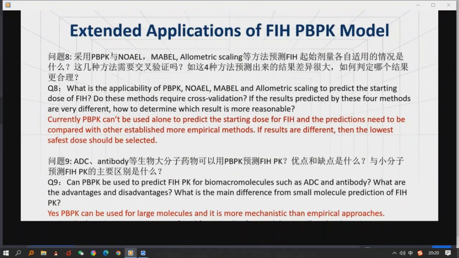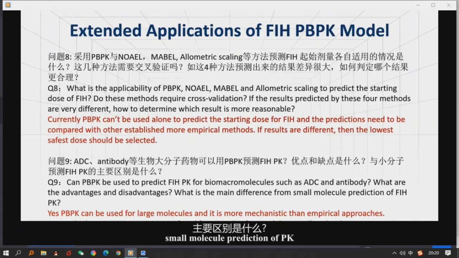Question number 9. Can PBPK be used to predict first-in-human PK for bio-macromolecules such as ADC and antibody? What are the advantages and disadvantages? What is the main difference from small molecule prediction of PK?